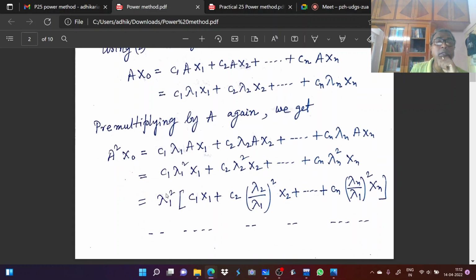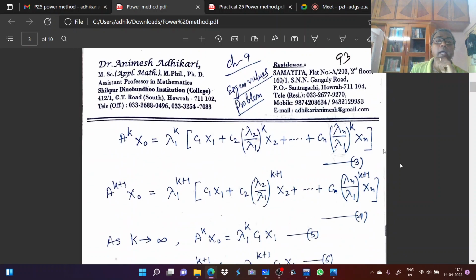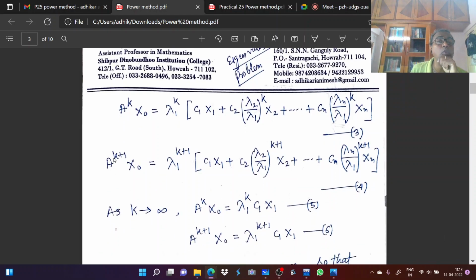Taking lambda 1 square common, we get lambda 1 square times C1 X1 plus C2 (lambda 2 by lambda 1) whole square X2 plus ... plus Cn (lambda n by lambda 1) whole square Xn. In this way, pre-multiplying by the matrix A up to k times, A to the power k X0 equals lambda 1 to the power k times C1 X1 plus C2 (lambda 2 by lambda 1) to the power k X2 plus and so on. And again pre-multiplying by A, we get A to the power k plus 1 X0 equals lambda 1 to the power k plus 1 times C1 X1 plus C2 (lambda 2 by lambda 1) to the power k plus 1 X2 plus ... plus Cn (lambda n by lambda 1) to the power k plus 1 Xn.